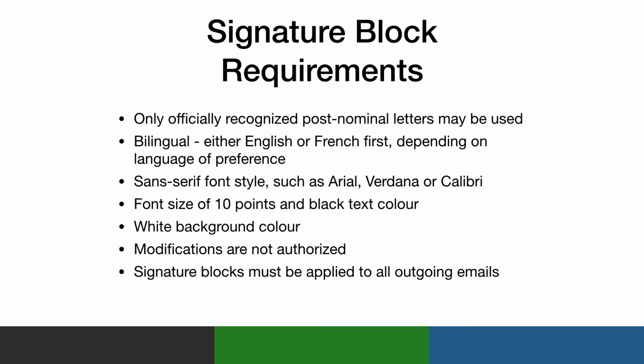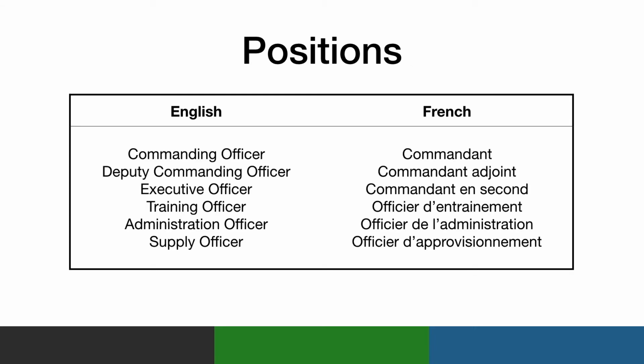And then we need to make sure that we're using a font such as the ones identified in the paragraph. 10 points for the text size, and then all text needs to be black. So when you're formatting it, make sure that you're selecting black text. Otherwise, on replies and forwards, the email in Outlook will change color. White background, we're not allowed to modify it in any way, and it must be applied once again to all outgoing emails. Here are some common positions that we'll use in the corps and squadrons.